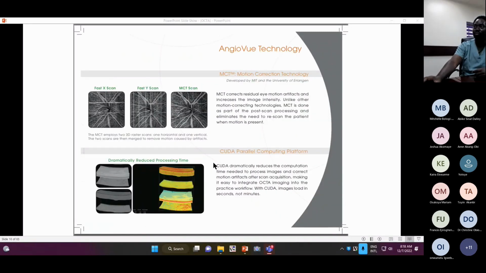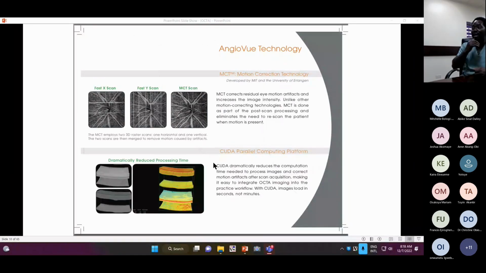The third technology that is infused here is called the MCT, the motion correlation technology. One of the challenges we also had with the earlier OCTs was motion artifacts. So this has a motion correction technology, which is done as part of the post-scan processing, which means that you don't need to take the image again. After the image is taken and as it is being processed, the motion artifacts are removed. And this is really very helpful.